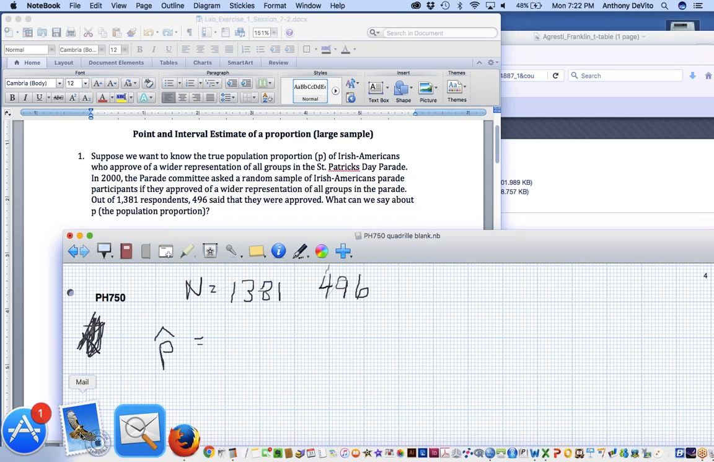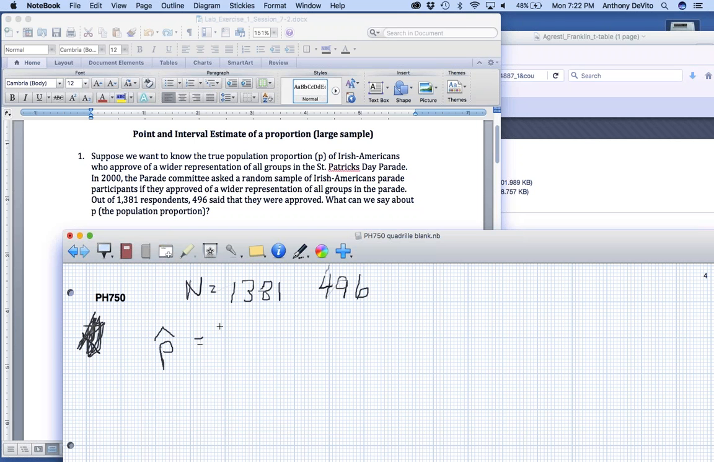Anybody calculate it yet? 0.36? You're invited to all of my classes from now on. Any class you want to show up for, just turn up. Okay, 0.36.